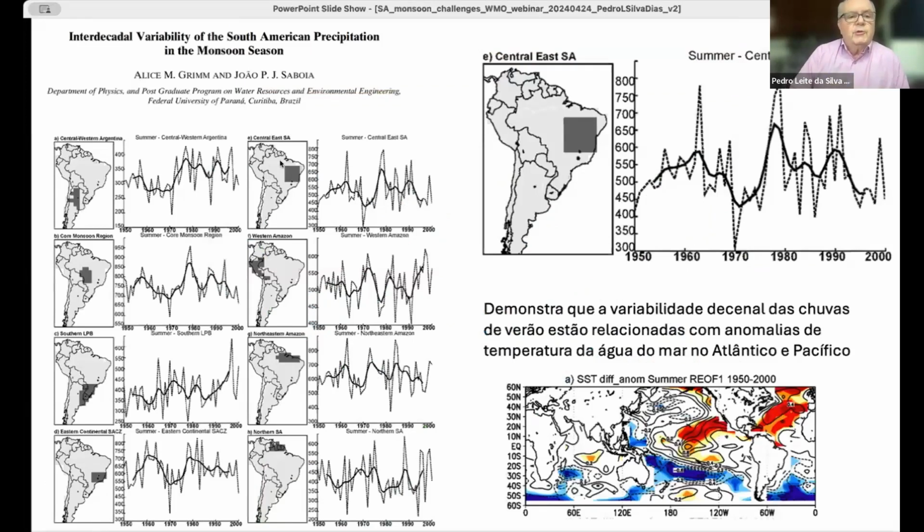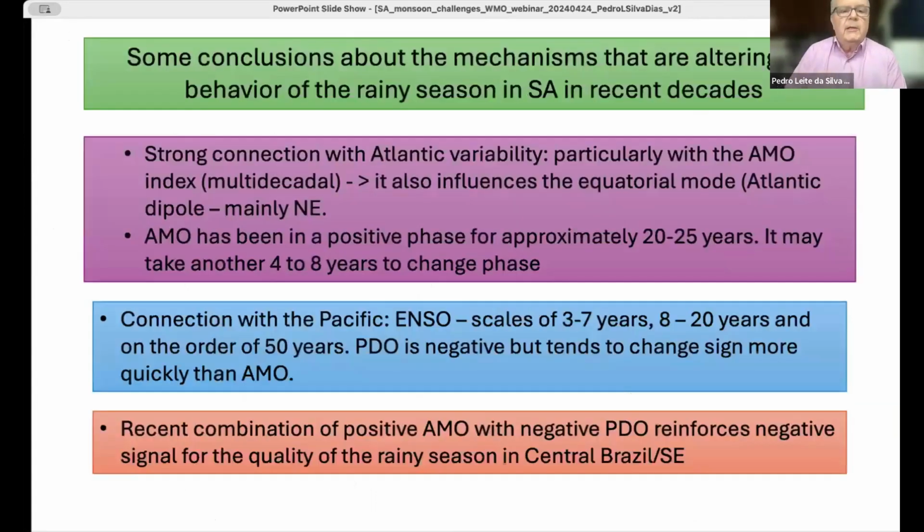Alice Grimm, for instance, wrote a paper some years ago concerning the decadal variability of precipitation in different parts of South America. Most of them show ups and downs; she extracted this particular spot here. And you see there's a substantial change in the precipitation on the decadal time scale. And there's a connection with sea surface temperature anomalies in the Pacific and the Atlantic Ocean. Just to make it short, there are some conclusions about the mechanisms that are altering the behavior of the rainy season in South America.